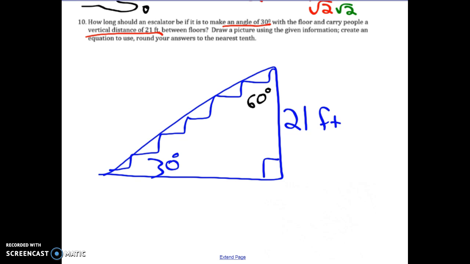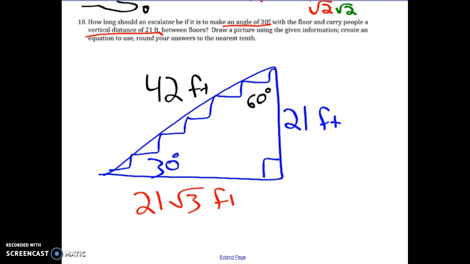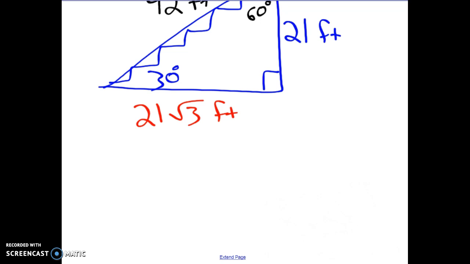Holy moly. So I know that my hypotenuse is going to be twice as big. So up here, this is going to be 42 feet. And I know my adjacent side is going to be 21 with a rad 3 attached. So 21 rad 3 feet. But this is saying, hey, we want this rounded to the nearest tenth. So from here, all we're going to have to do is throw 21 rad 3 in decimal form. Let me grab a calculator because I cannot do that in my noggin. 36.4 after rounding, feet down there.